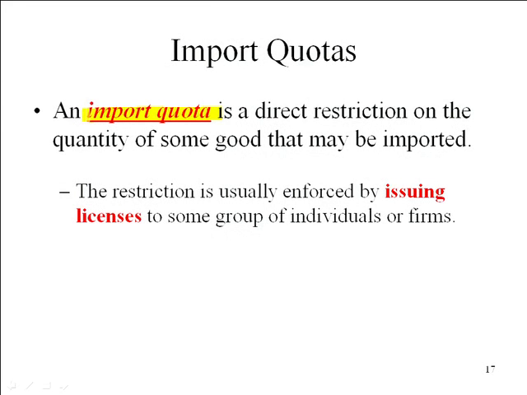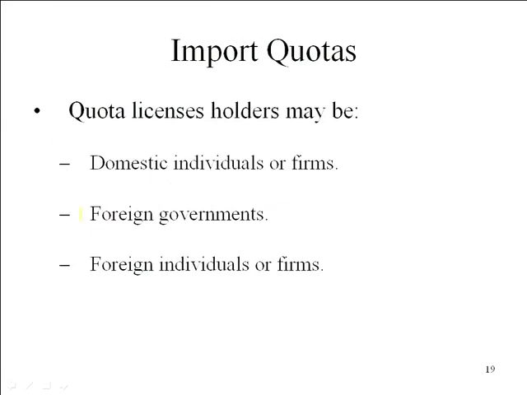Well, the first thing that they do is they issue import licenses to somebody and somehow. An import license gives somebody or some firm the legal right to bring imported goods into the country. These licenses can be held by a wide variety of folks: domestic individuals or business firms, mostly business firms, as you might expect. We can also assign the import licenses to foreign governments, who then in turn can assign them to individual businesses or individuals within their country.